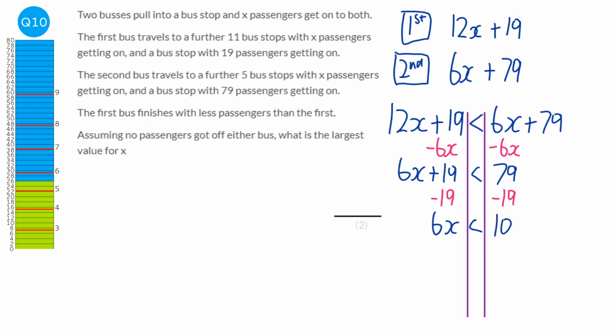And so, meant to be 60. Got ahead of myself. And the last thing we do is divide by 6 both sides. And so we've got x is less than 10. Now, it says here, assuming no passengers got off either bus, what is the largest value for x? Now, it is tempting to write down 10, but it says x has to be less than 10. So the biggest number we can get that is less than 10 is 9.